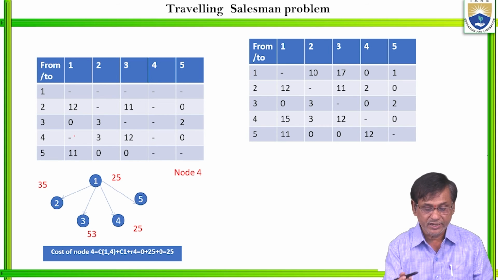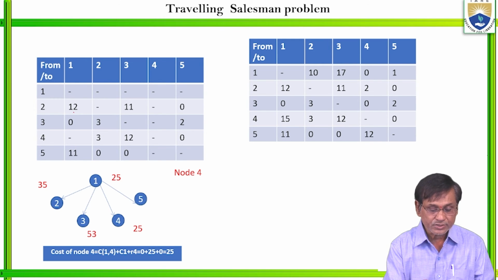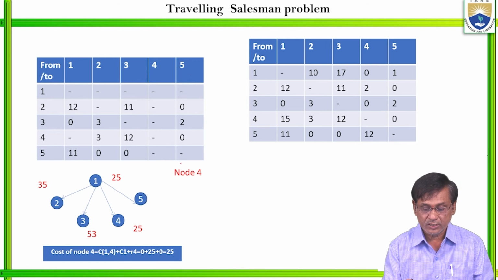Now check whether there is any possibility to reduce the matrix. In the first column 0 is there. In the second column 0. Third column 0. Fourth column not possible. Fifth column 0, and first row not possible.